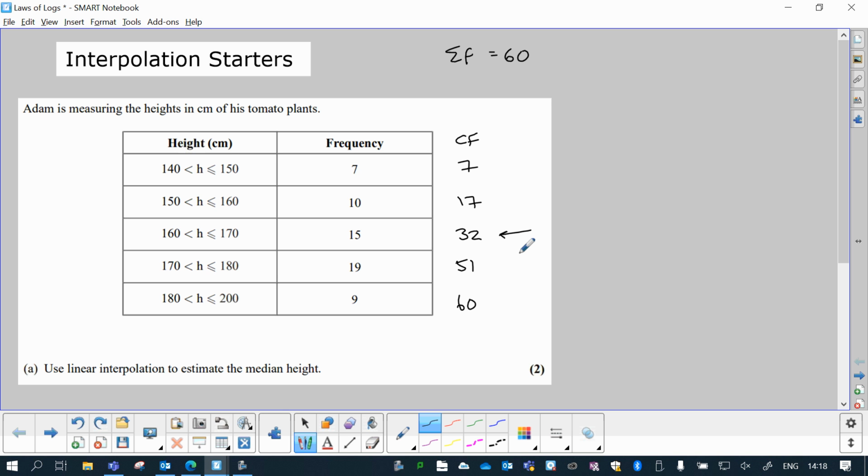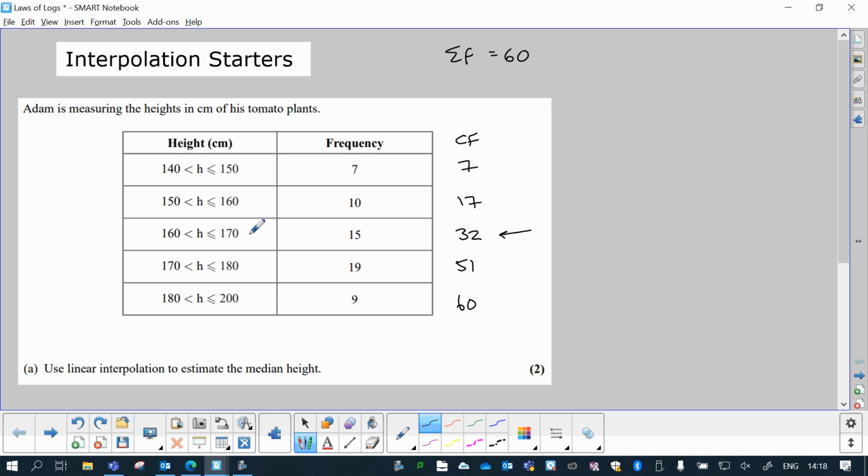What we're going to assume here, and you might be asked this, is that all of these 15 values between 160 and 170 are evenly distributed between 160 and 170. Because let's face it, they could all be 161, or they could all be 169.5. So we're going to assume that they're evenly distributed throughout it, and that means that we can use interpolation to help us find it.